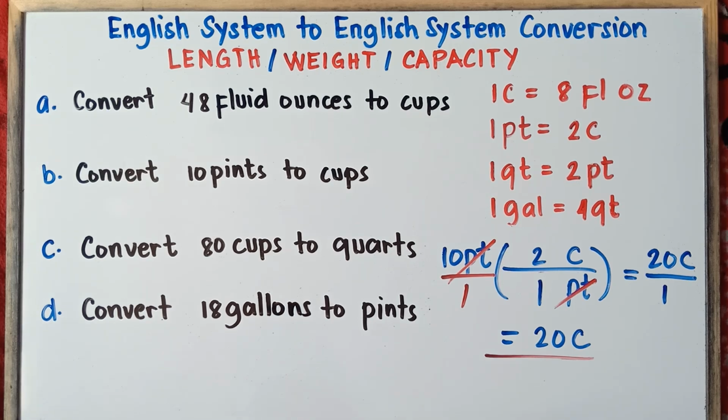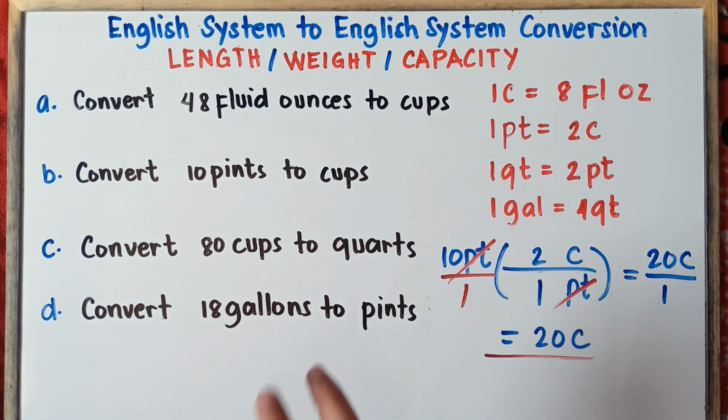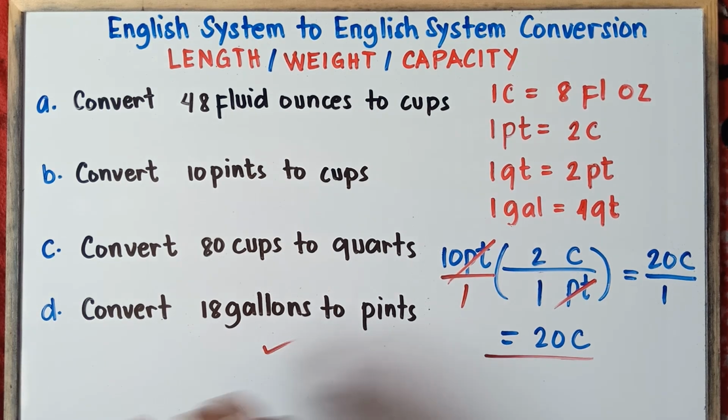Alright, so let's try letter C. And then you try letter D, class, and you put your answer in the comment section down below. How about if you're going to convert gallons to pints? Let me check, class, if you really understand our topic. So you convert 18 gallons to pints.